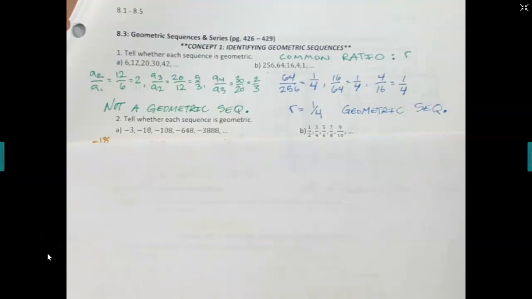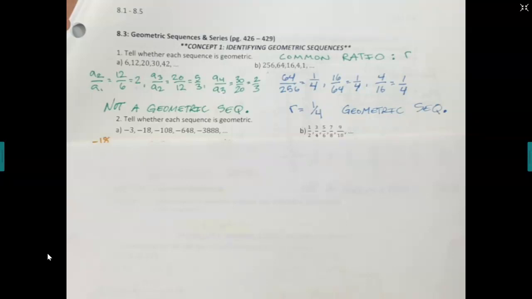8.3 Geometric Sequence and Series, page 426 through 429 in your textbooks. Concept 1, identify a geometric sequence. Well, what we have in a geometric sequence is a common ratio. It's a multiple that is the same every time. So in A, it's 6, 12, 20, 30, 42 is our sequence of numbers.